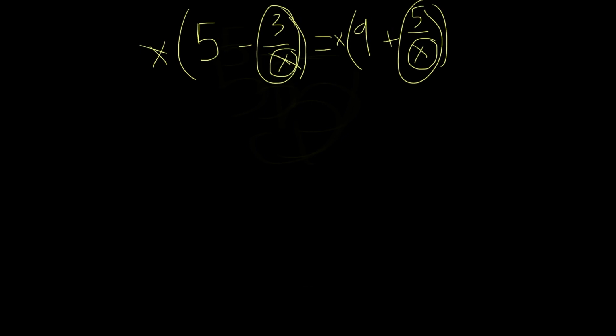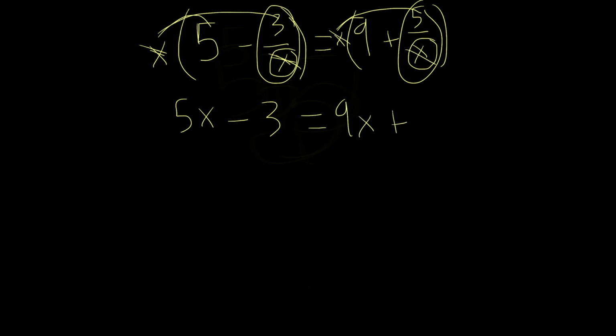So let's first use the distributive property to distribute our x here. We distribute x to all the terms in the parentheses. So 5 times x, that's 5x, minus, remember, these two cancel out, so this is just 3, equals x times 9, that's 9x, plus these two cancel out, so this is just 5. And we're left with 5x minus 3 equals 9x plus 5.